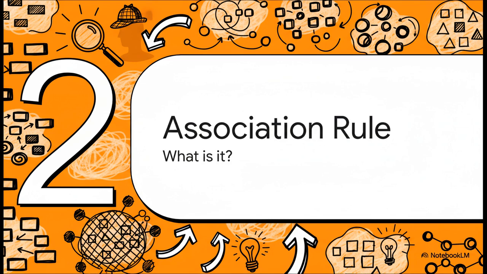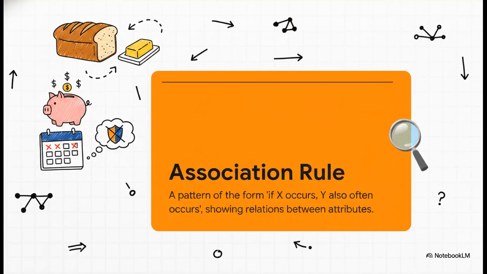Moving right along to Section 2, what is an association rule? So, an association rule is essentially just a pattern. It takes the form of if X occurs, Y also often occurs. It describes the mathematical relationships between various attributes in your data. Think of it like retail inventory correlations. If a customer buys a high-end camera, they also often buy a specific type of lens. Or in risk profiling in banking, if an account shows a sudden spike in overseas transfers, that account also often poses a higher financial risk. It's a very straightforward if-this-then-that framework.